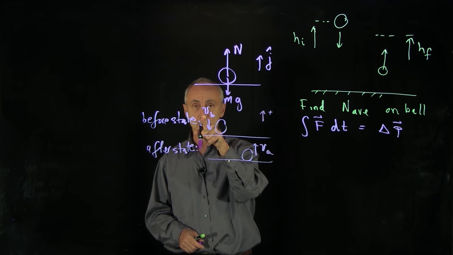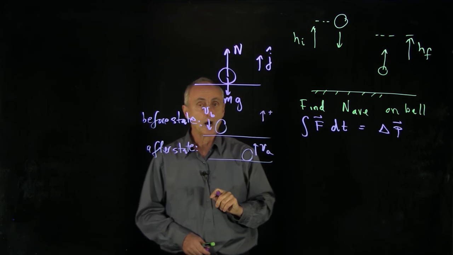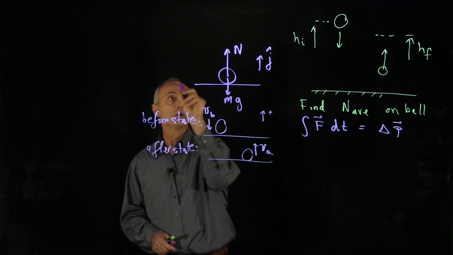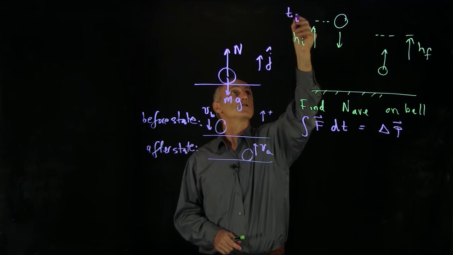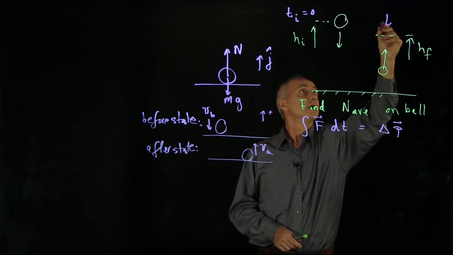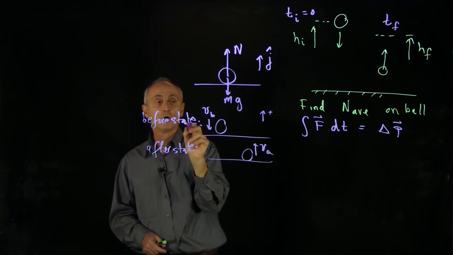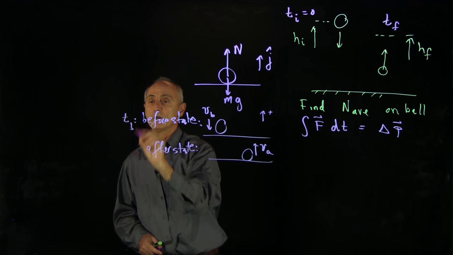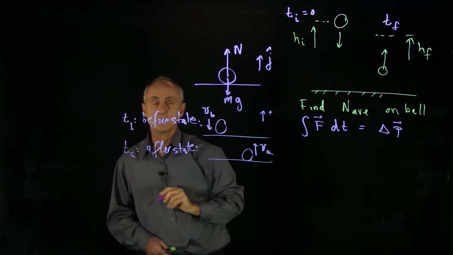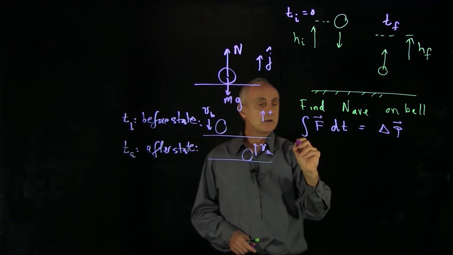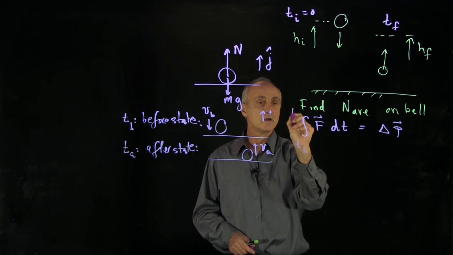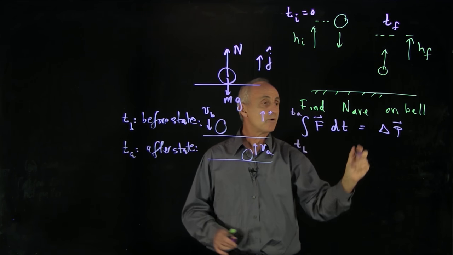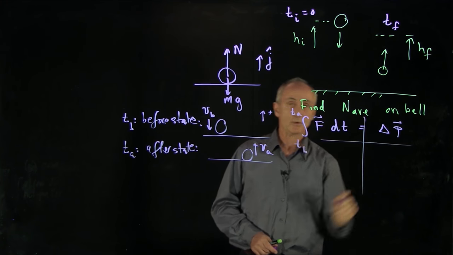Here I'm representing things as speeds. One of the things, we need some times here. So let's say that t initial is 0. This is our final time. We'll call this time the before time, t before, and this is t after. And then our integral is going from t before to t after of the force. And we can now apply the momentum principle.